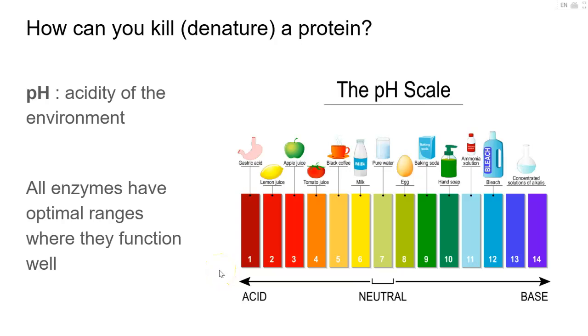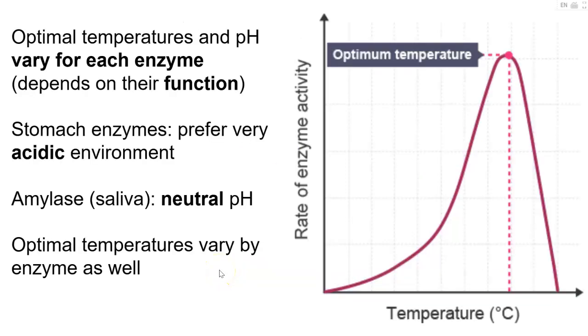Okay, so as is the case for temperature, all enzymes have optimal ranges where they function well. So the optimal temperatures and pH vary for each enzyme. The stomach enzymes are going to have a different pH optimum than the enzymes in our mouth, right, in our saliva. And this depends on their function. What do they have to do as a function, and where would we find them in our bodies?